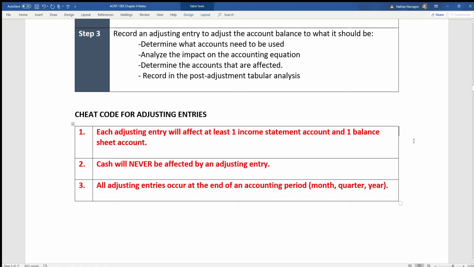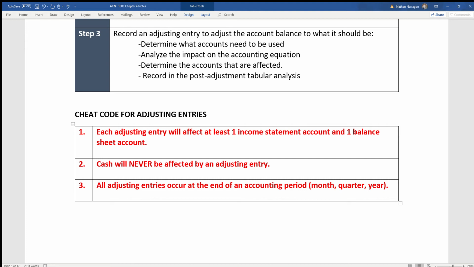First off, every adjusting entry will affect at least one income statement account and one balance sheet account. So this basically means we're going to affect either a revenue or expense, and we're either going to affect an asset or a liability. Okay.